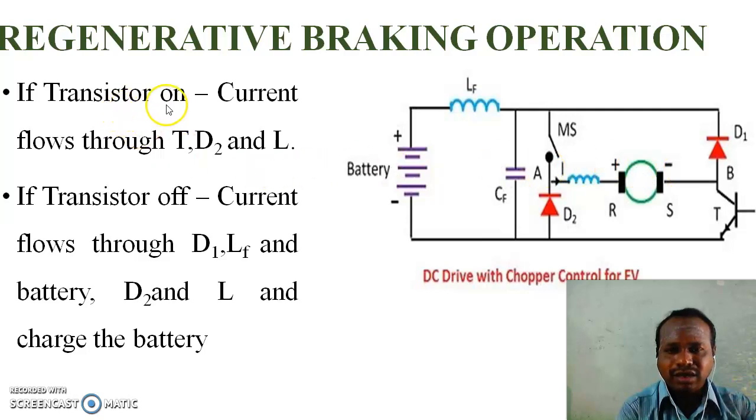If the transistor is on, current flows through T, D to L. If the transistor is off, current flows through D1, this LF, and the battery, D2. In this circuit, current flows through battery, LF, D2.